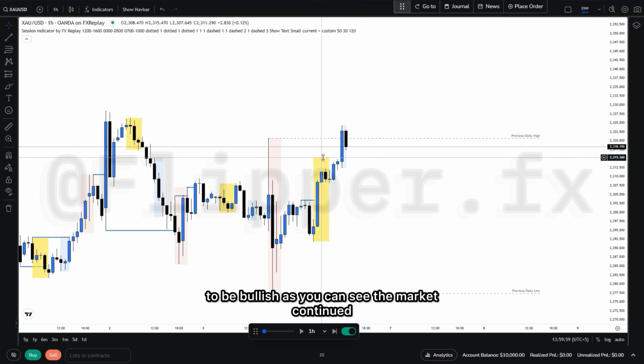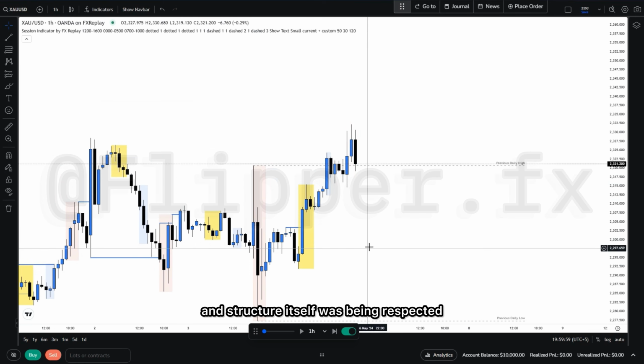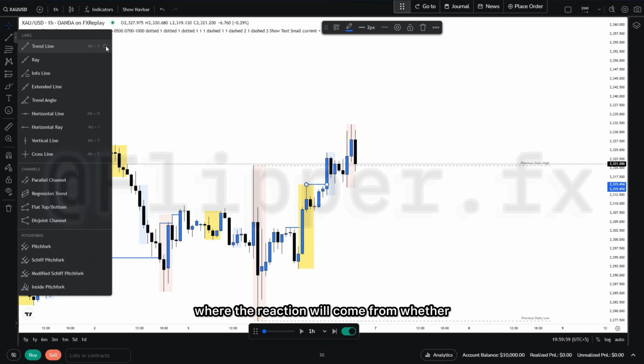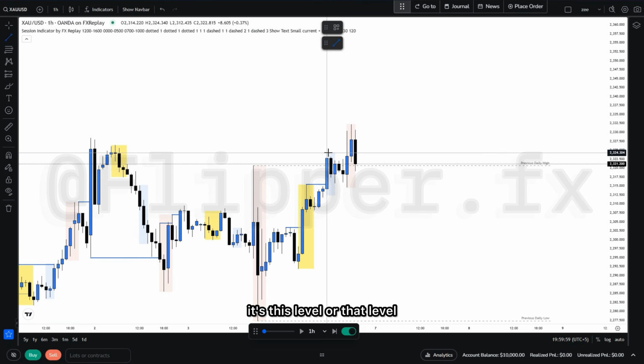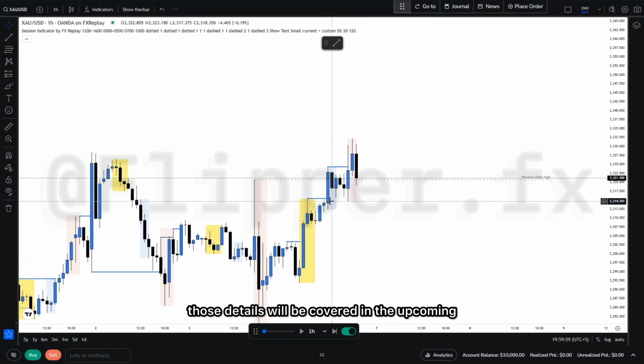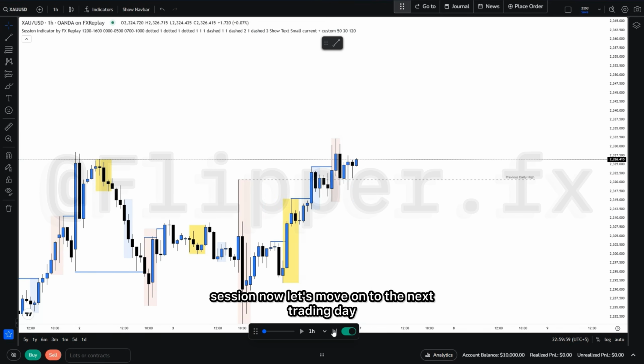As you can see, the market continued breaking structure in the same bullish direction, and structure itself was being respected. Of course, we can't say exactly where the reaction will come from, whether it's this level or that level. Those details will be covered in the upcoming session. Now let's move on to the next trading day.